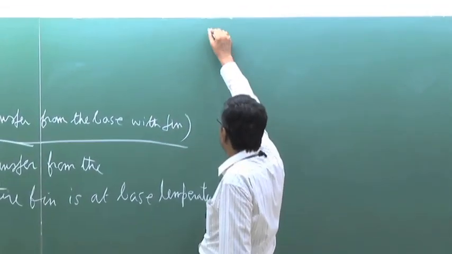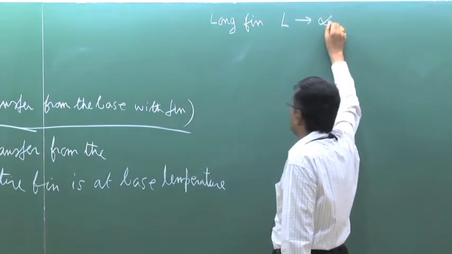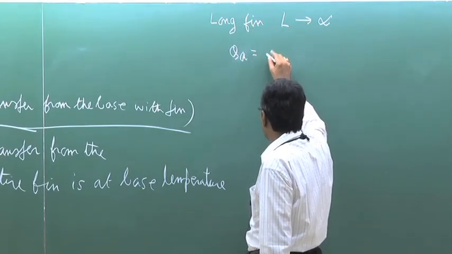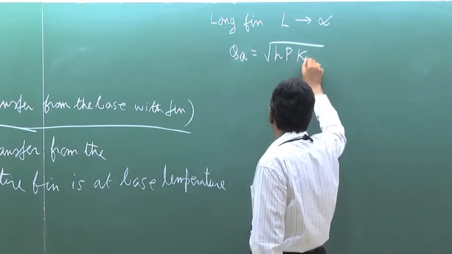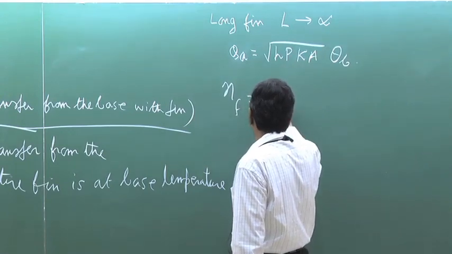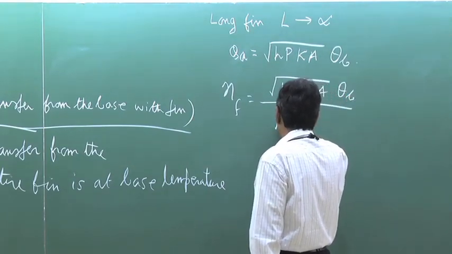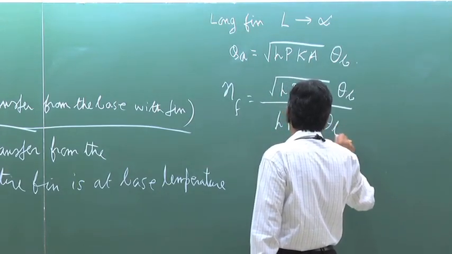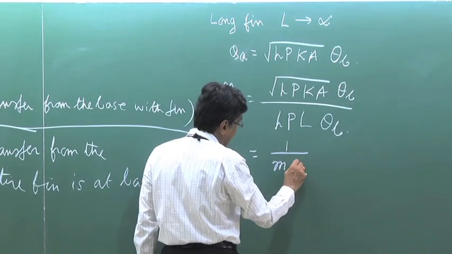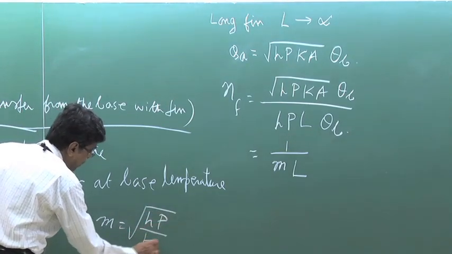If you take a long fin where the fin length L tends to infinity, very large length, we know that Q_A is equal to root over h P k A theta_B. So therefore, in this case, eta_F is equal to root over h P k A theta_B divided by h P L theta_B. And this becomes, if you cancel it, 1 by m L, where m is given by our nomenclature, root over h P by k A.